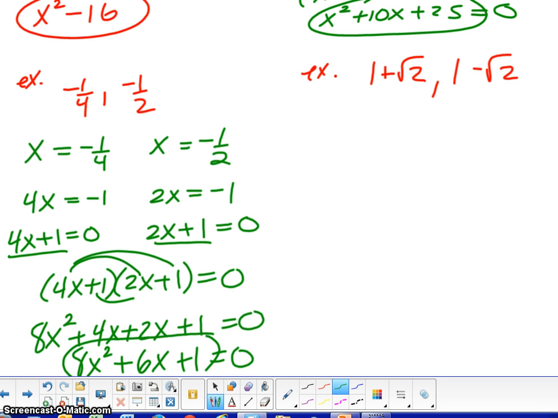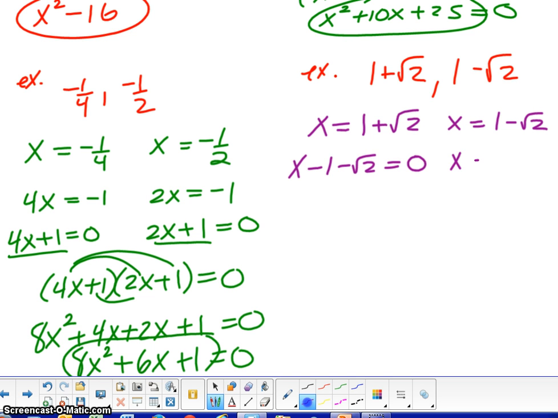And then finally, the last one, again, we keep going up in levels of difficulty here, but do the same exact steps. Set them equal to x. Now set them equal to 0. And now multiply the two of them together.